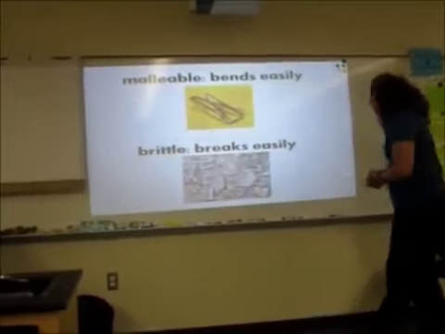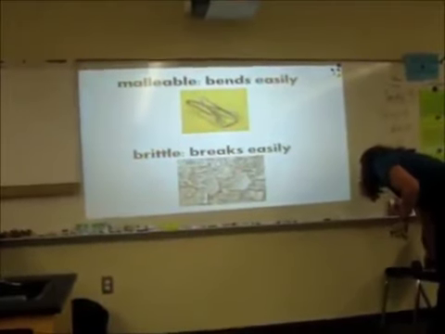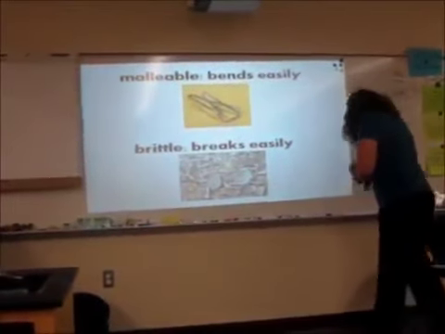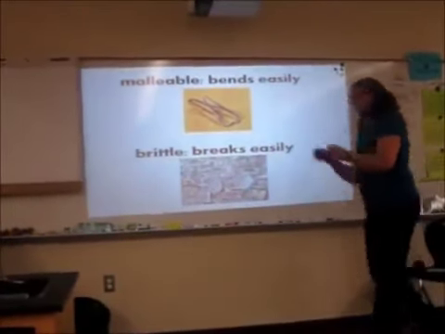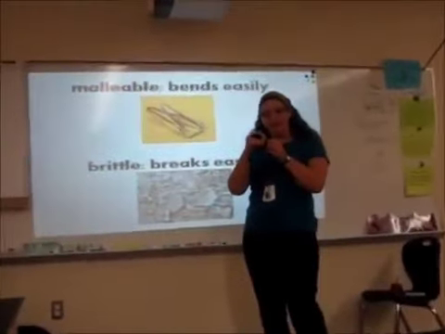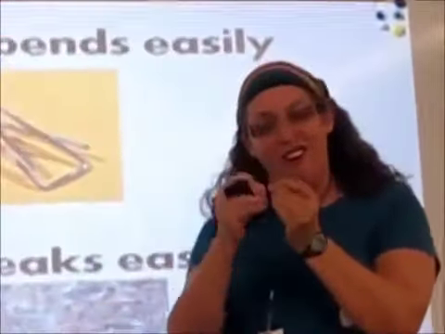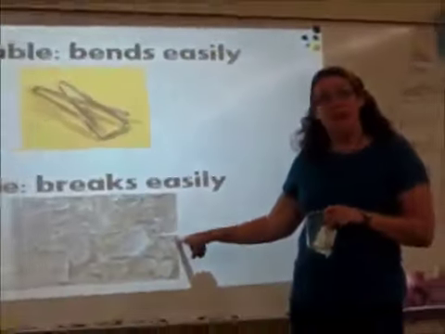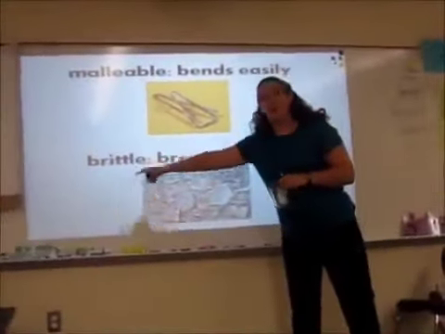Malleable and brittle. They're talking about what happens if you try to bend something or if you drop it. So if we take this paper clip, it's really easy to bend. I can twist it into all kinds of shapes. That's called malleable. It bends really easily. But if I take this glass or this beaker, you notice I can't bend it. And what happens if I break it on the floor? It's going to break really easily. And that's called brittle.